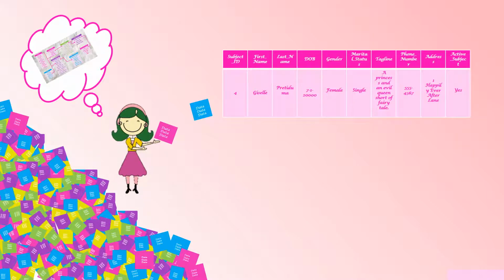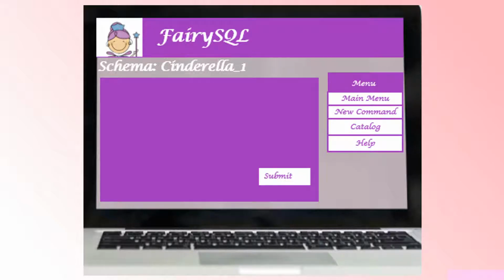With the database schema from Kathy, Inga began organizing the data on the cards based on the table diagrams Kathy had given her, filled with the table and column names. Once Inga had gone through all of the note cards and organized the data based on Kathy's tables, she was ready to insert the data into the database. So she would open up Fairy SQL, select the Cinderella 1 schema, and pull up the new command screen.